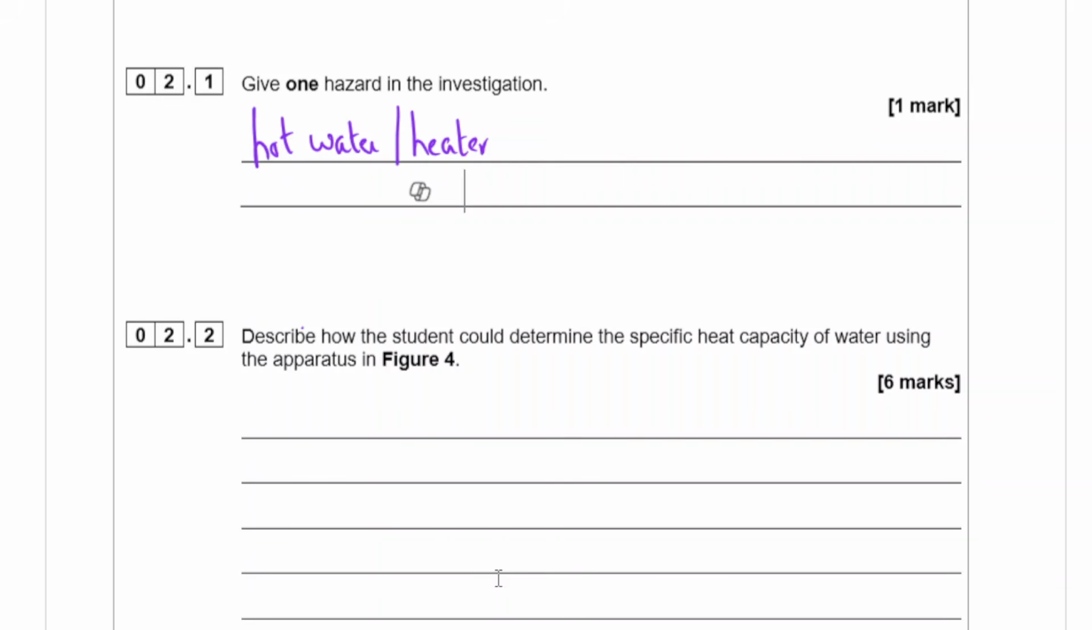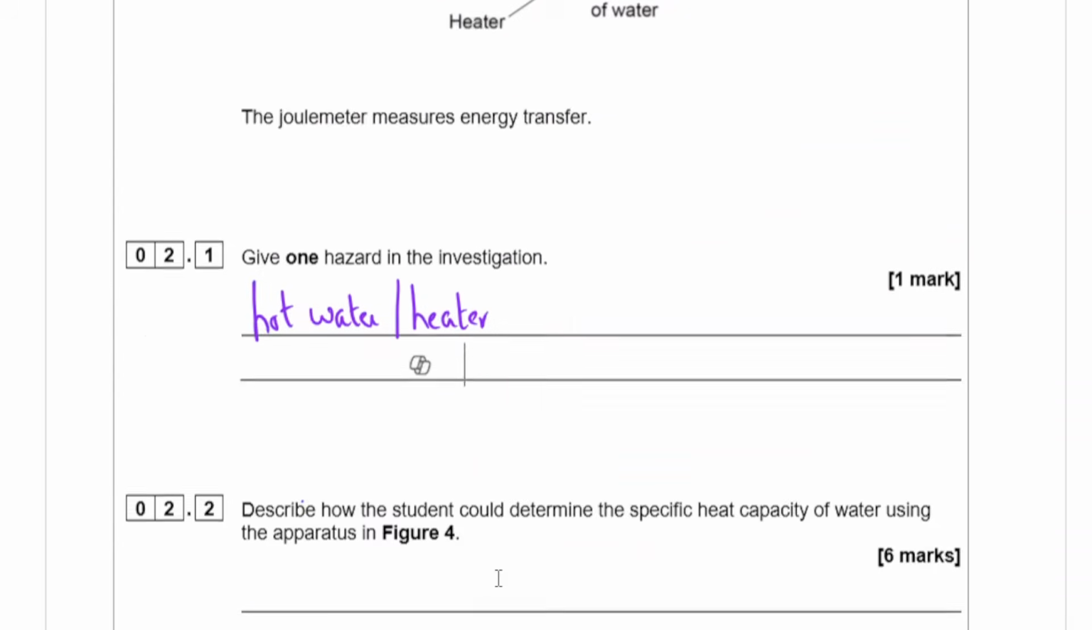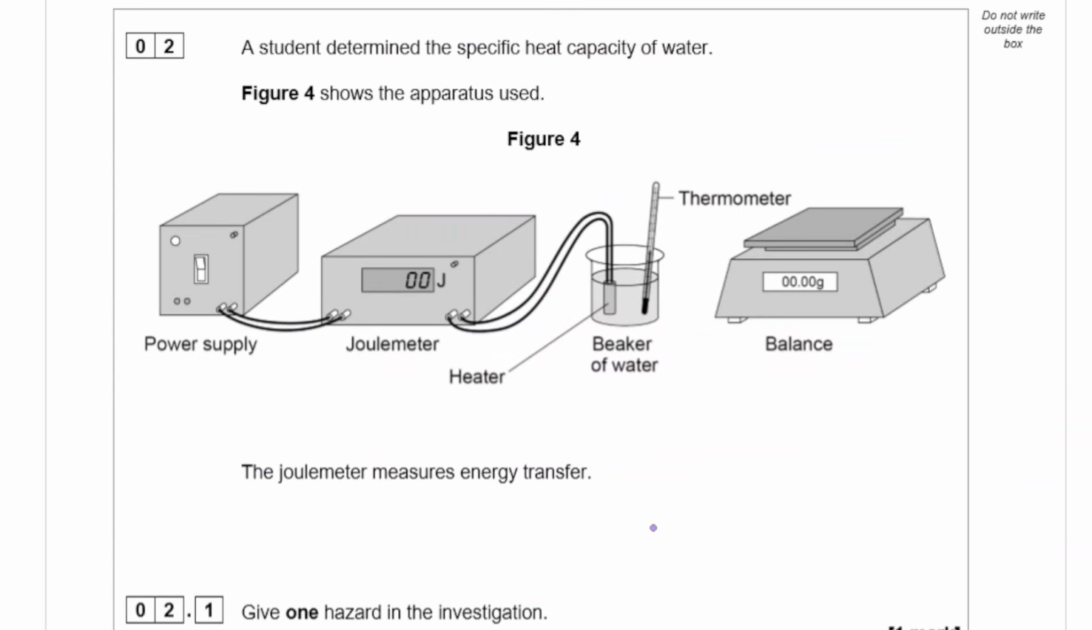Describe how the student could determine the specific heat capacity of water using the apparatus shown in figure 4. So if I look at the equation for specific heat capacity, in the equation sheet you'll find energy transfer equals the mass multiplied by the specific heat capacity multiplied by the temperature change. Now you can measure the energy using the joule meter.